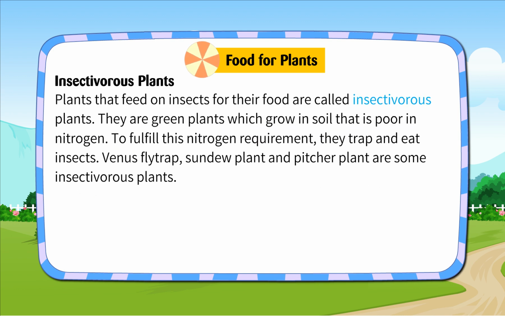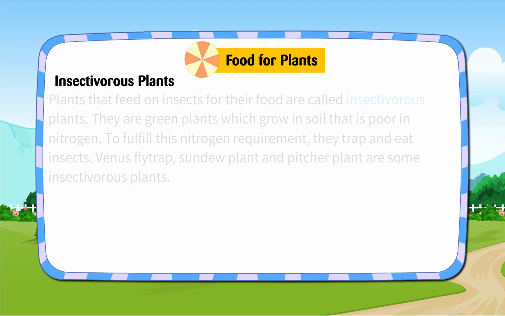Insectivorous plants. Plants that feed on insects for their food are called insectivorous plants. They are green plants which grow in soil that is poor in nitrogen. To fulfill this nitrogen requirement, they trap and eat insects. Venus flytrap, sundew plant, and pitcher plant are some insectivorous plants.